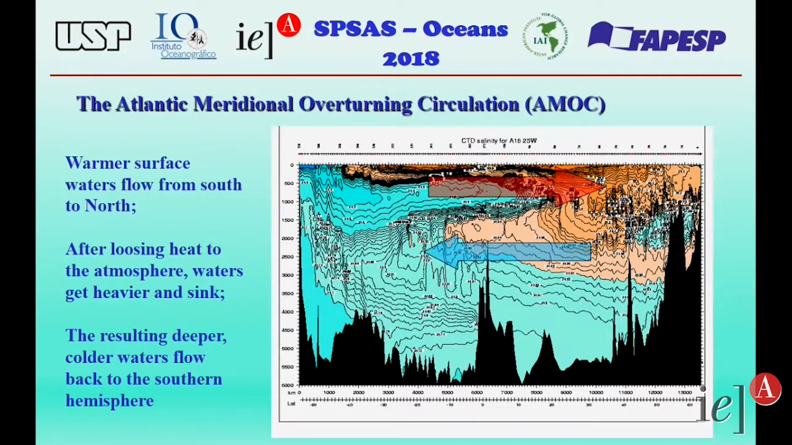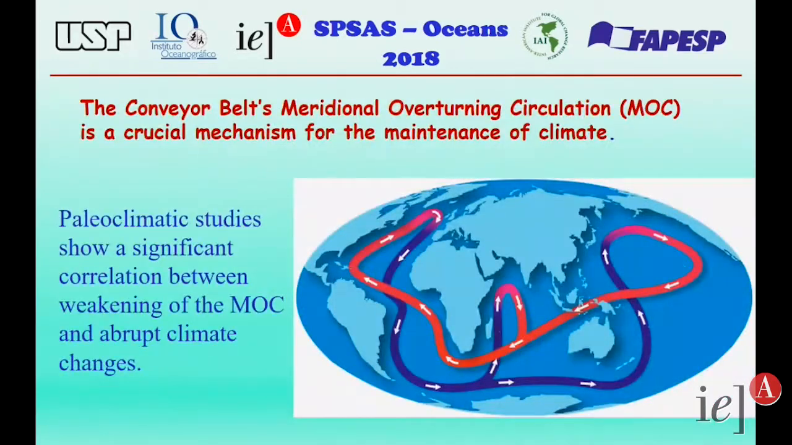And what is the fragility of this system, and what would be the consequences of changing this circulation pattern? Again, look at the circulation, namely the conveyor belt.